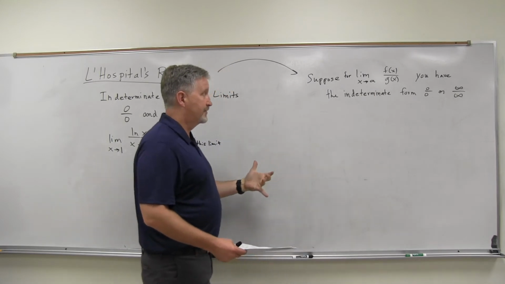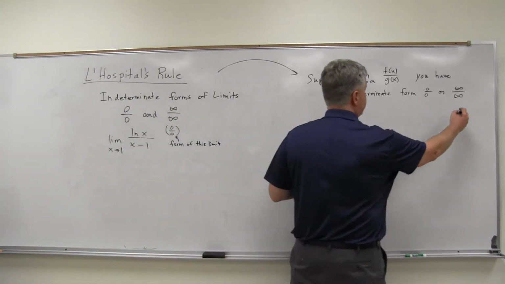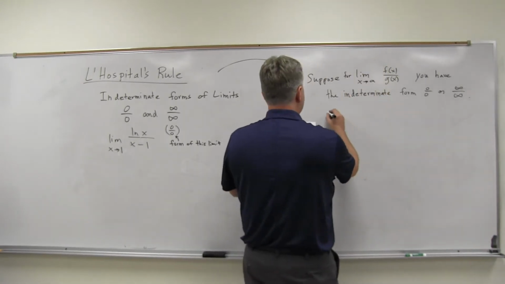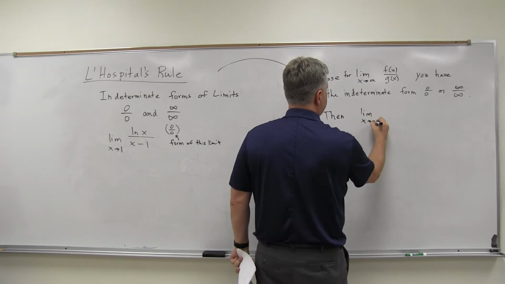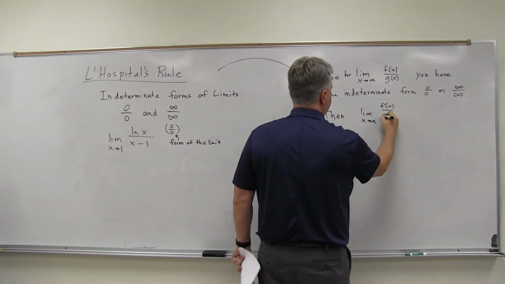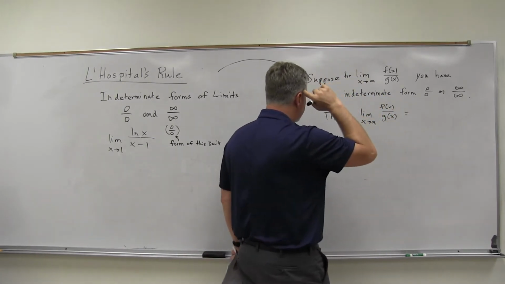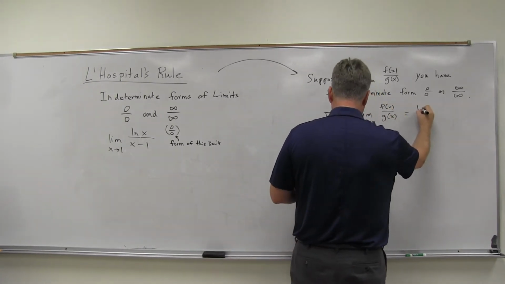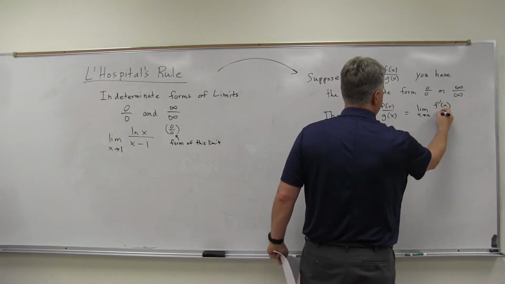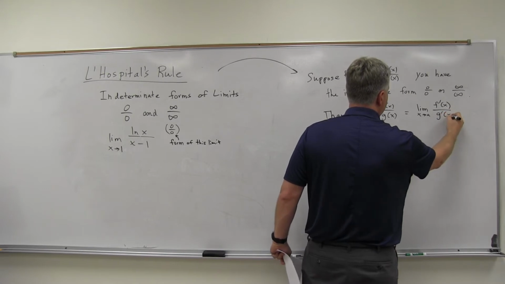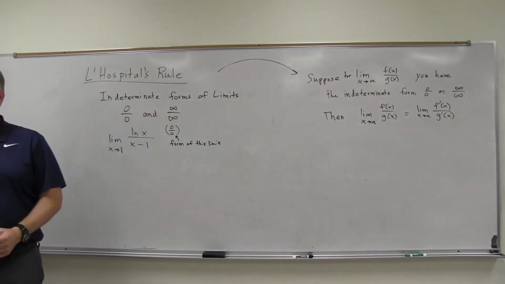So this L'Hopital's rule only applies to those. Well, if it is one of those forms, then the limit as x approaches a of f of x over g of x equals the limit as x approaches a of the derivative of f of x divided by the derivative of g of x.